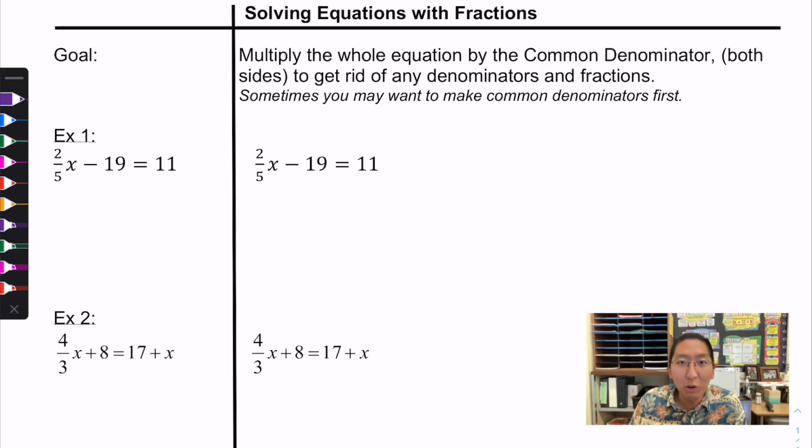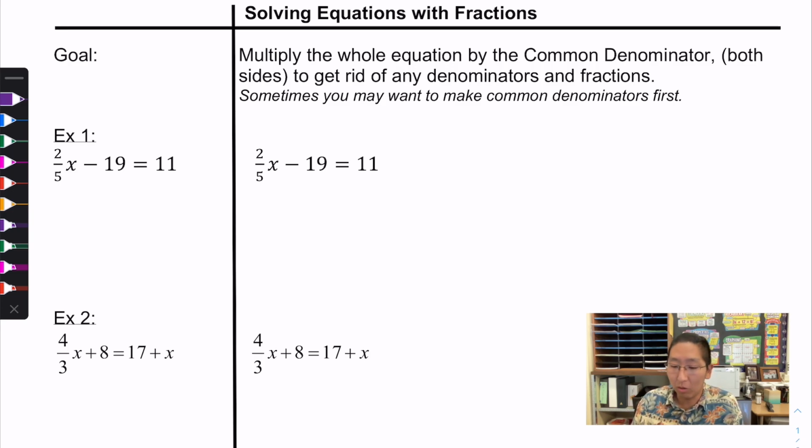Here are our notes on solving equations with fractions. So today we're going to be talking about solving an equation, but there's going to be a fraction involved. I know all of you love fractions, but just kidding, I know you don't. But we're going to go ahead and try to solve an equation when there's a fraction involved.